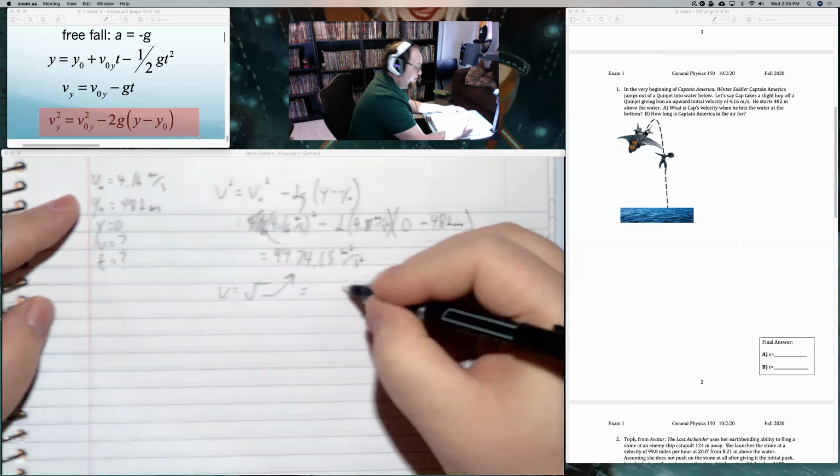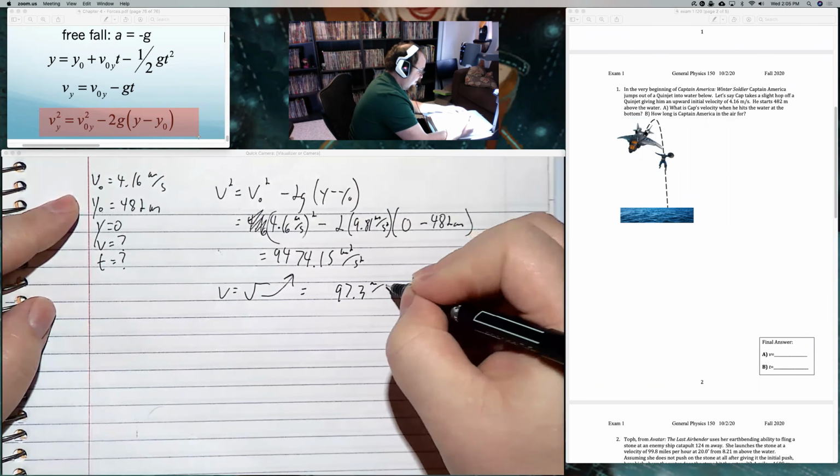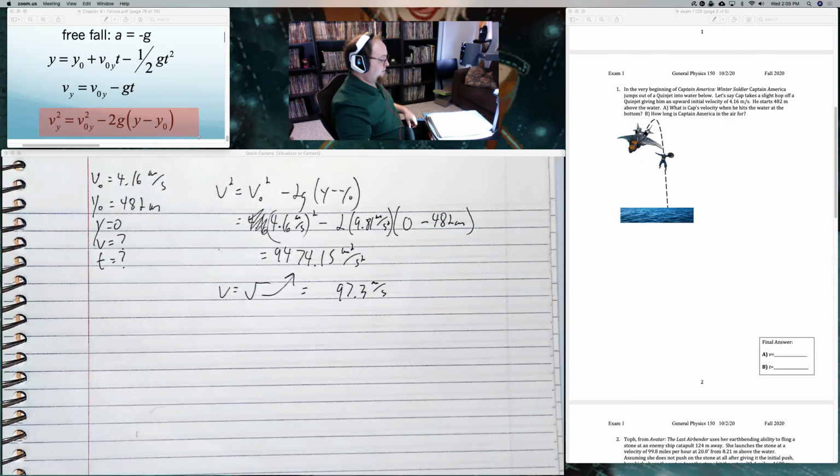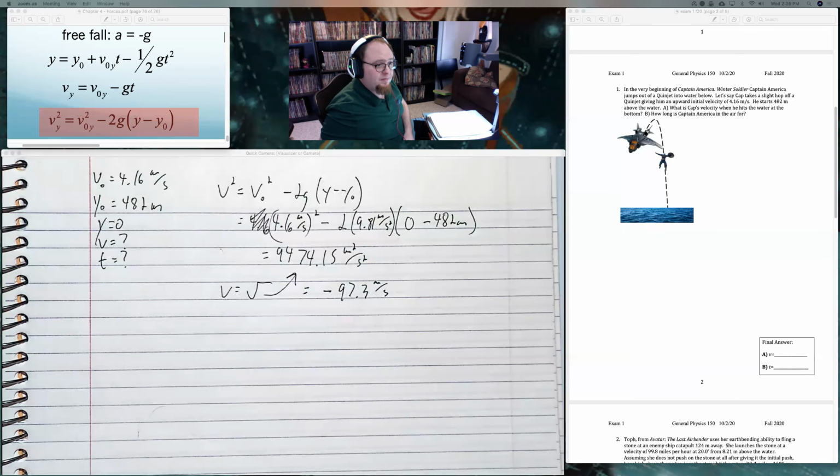So v is the square root of all that stuff and is 97.3 meters per second. However, I've got to remember he's going down, he's falling. Because he's moving downwards, that's a negative value. Keep in mind, anytime you take a square root, there are two possible answers, a positive one and a negative one. And because he's falling, I have to use the negative one. Okay.